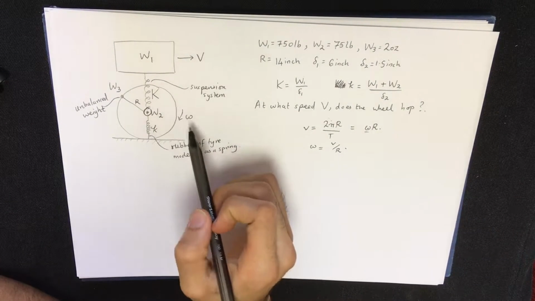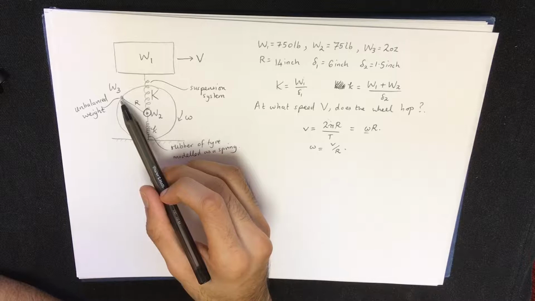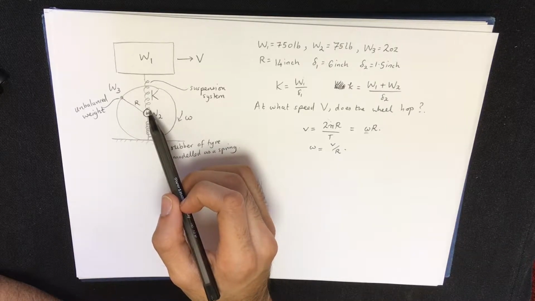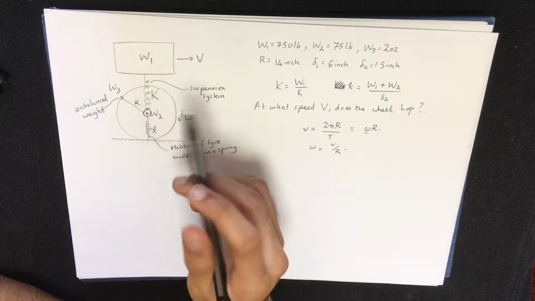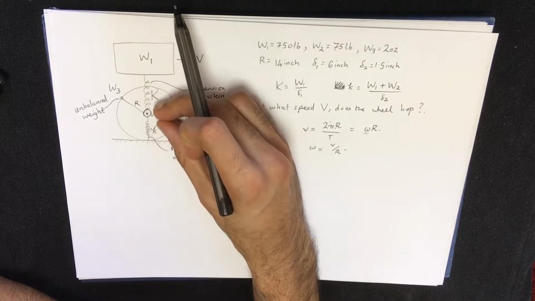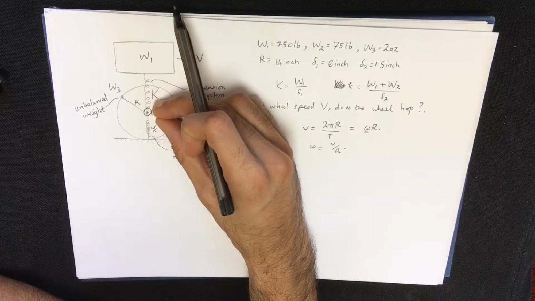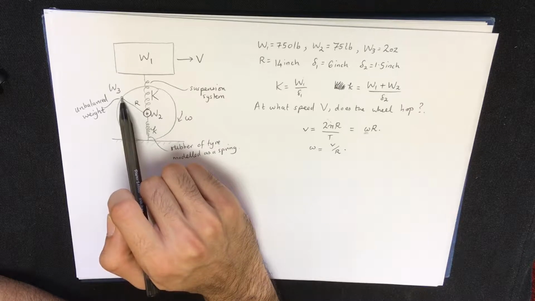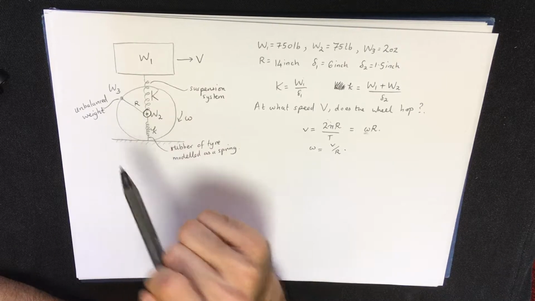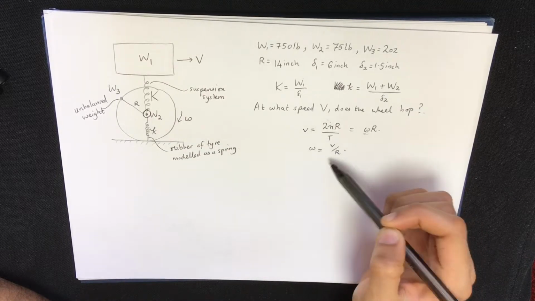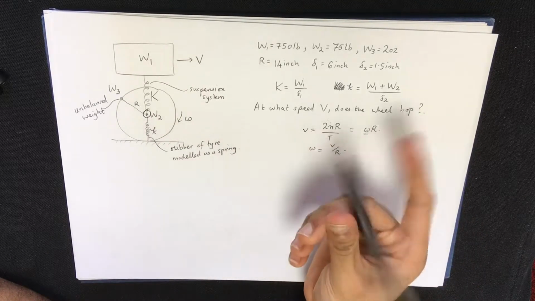The reason I want to figure out the angular frequency of this unbalanced weight is because I'm going to analyze what happens to the center of this wheel as it's acted on by a periodic driving force. In this case, the periodic driving force acting on this oscillator, which is the center of the wheel, is the unbalanced weight on the edge of the tire. So that's why I wanted to figure out the angular frequency of the unbalanced weight.